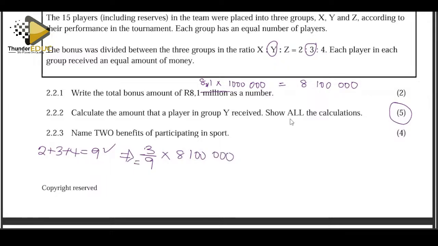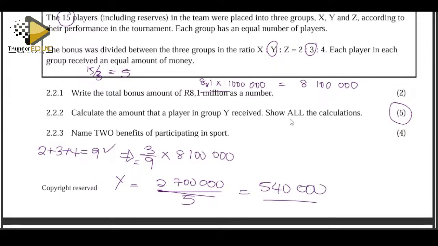When you do this, it gives you 2,700,000. So group Y gets this much. But group Y has 5 people. How do we find the 5? Remember they said there are 15 players and 3 groups, so each group has to have 5 players. So you divide it by 5, and your final answer became 540,000. So each player got 540,000. That's how we got it.